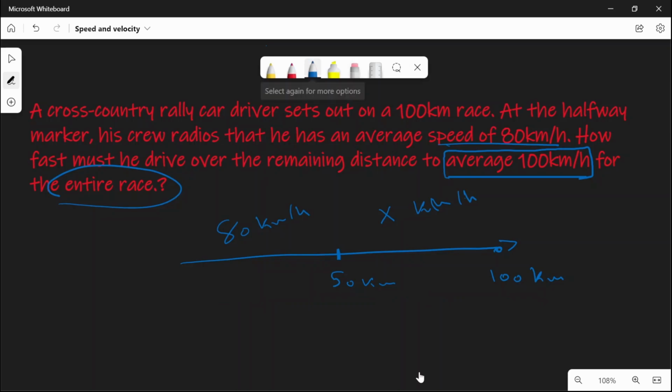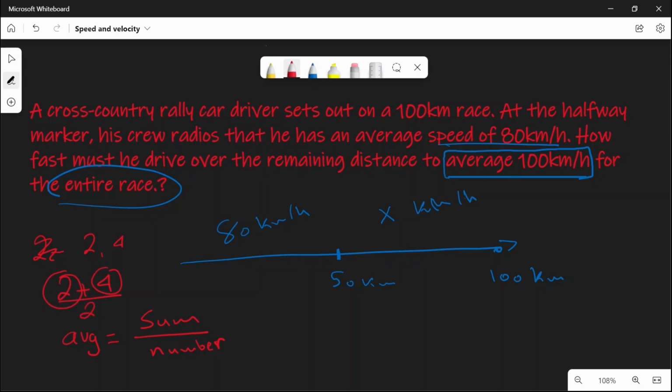Right? So we know that an average of any quantity is equal to the sum over the number. For example, if I want the average of 2 and 4, I will add 2 and 4 and divide them by the number of values we have, which are 2 values. So in this case, the average of 2 and 4 will equal 6 over 2, which is 3. We will apply the same rule here.